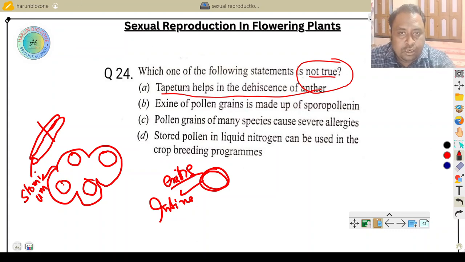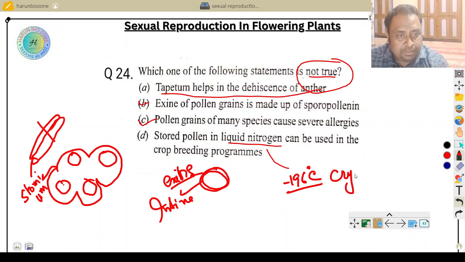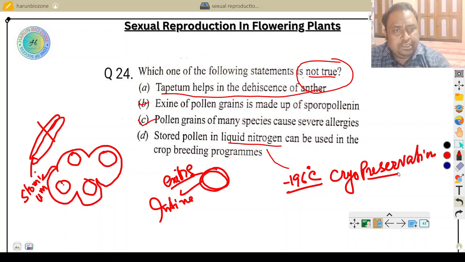The fatty substance. Pollen grains of many species are allergenic, and pollen allergy is very common. Pollen stored in liquid nitrogen at minus 196 degree centigrade is called cryopreservation. This is the right answer. The statement that tapetum helps in the dehiscence of anther is not true.